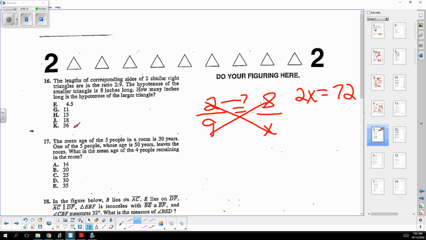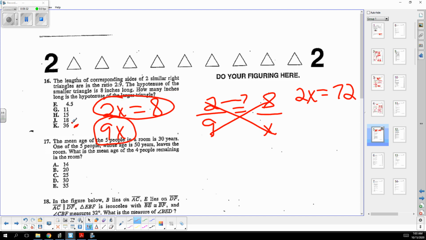I always give out the colon ratio trick. 2x and 9x. And of course, 2x is the smaller one, which is 8, so x is 4. And that allows you to plug in 4 to get 36.